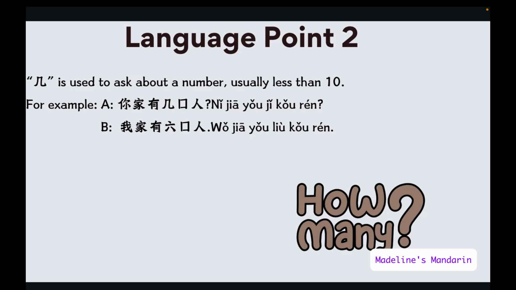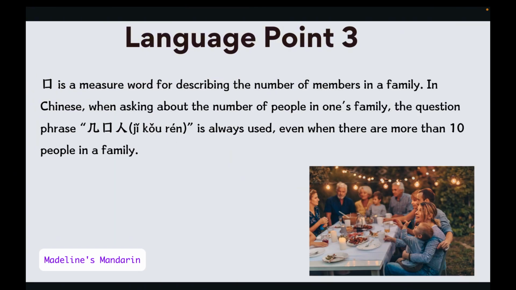Now let's look at our language point 2 today. 几 is used to ask about a number, usually less than 10. For example, 你家有几口人？我家有6口人。There are 6 people in my family. Now let's learn the measure word. 口 is a measure word for describing the number of members in the family. In Chinese, when asking about the number of people in one's family, the question phrase 几口人 is always used, even when there are more than 10 people in a family.